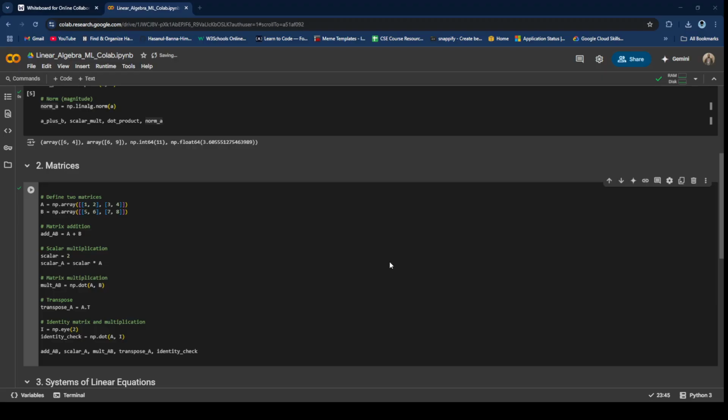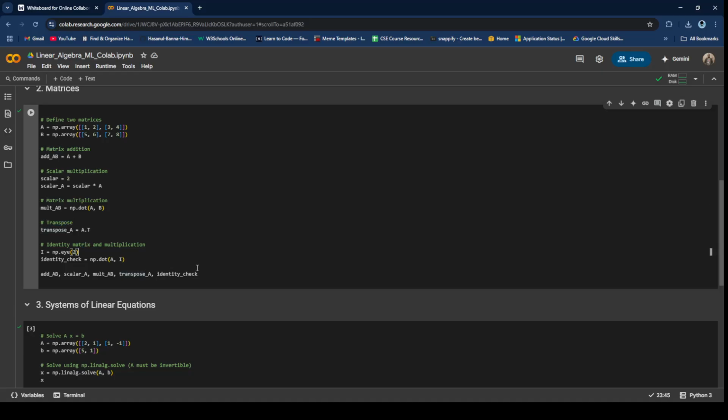Now in the matrices section, you can see we first define two matrices, A and B. We are using NumPy again. Then we do matrix addition, which is element-wise addition. Then the scalar multiplication. Then we did the matrix multiplication. Then we did the transpose of a matrix, where the rows become columns and the columns become rows, and finally the identity matrix and its multiplication.